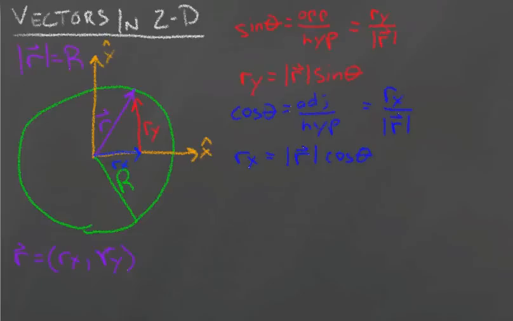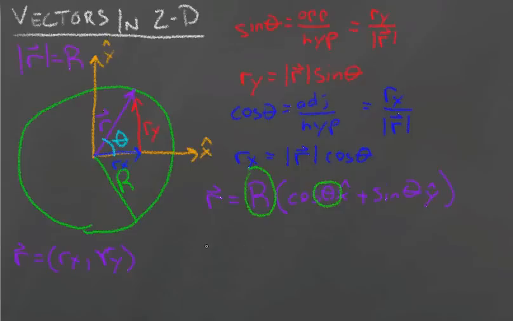So that means we can rewrite r in terms of rx and ry as r is equal to capital R, which is the magnitude of r, times cosine theta x hat plus sine theta y hat. So now what we've done is we've taken our vector and we see that we really can write it as a magnitude and a direction, right? R and theta, where theta, of course, is this angle.